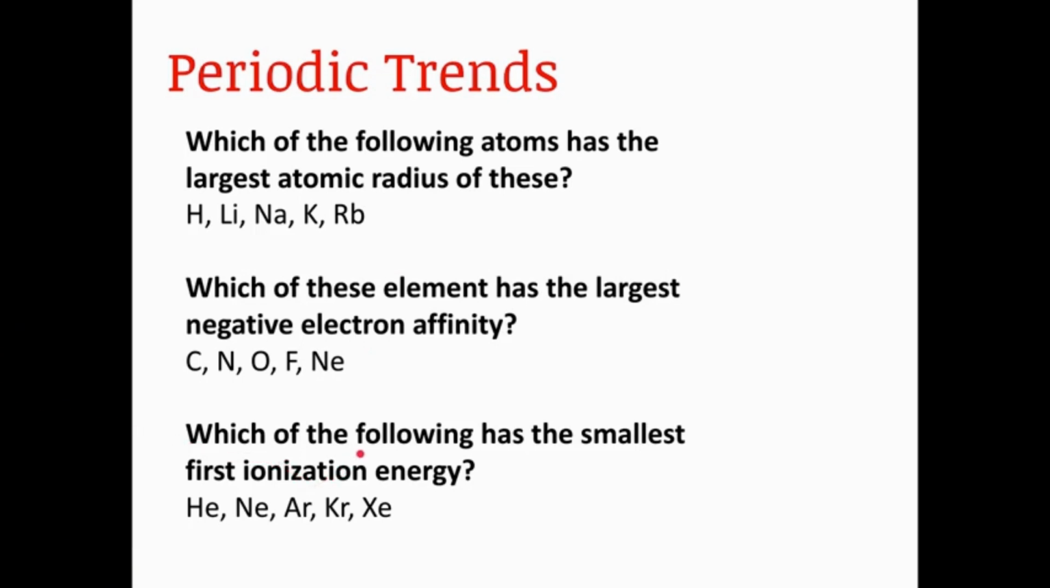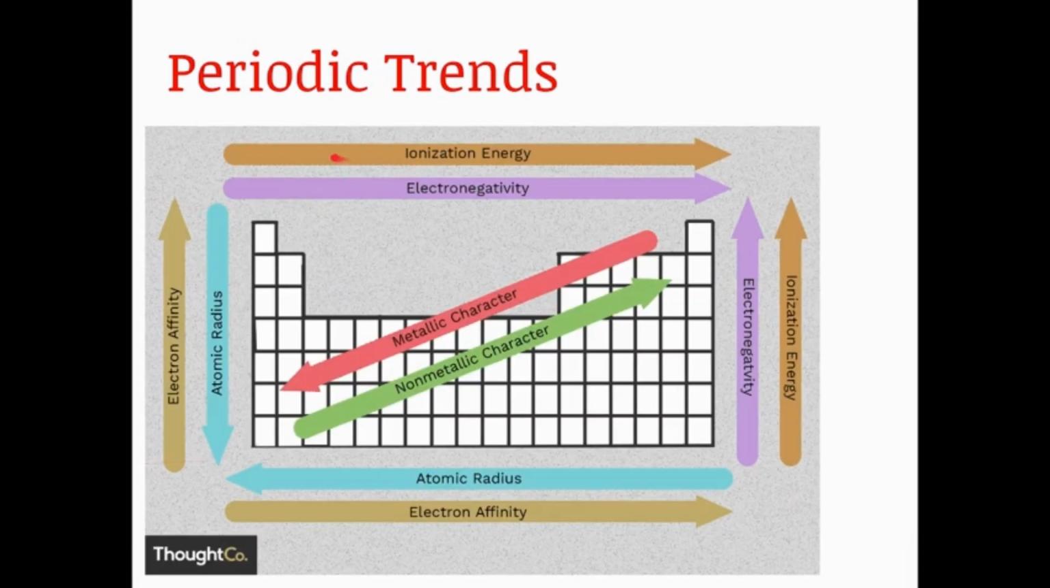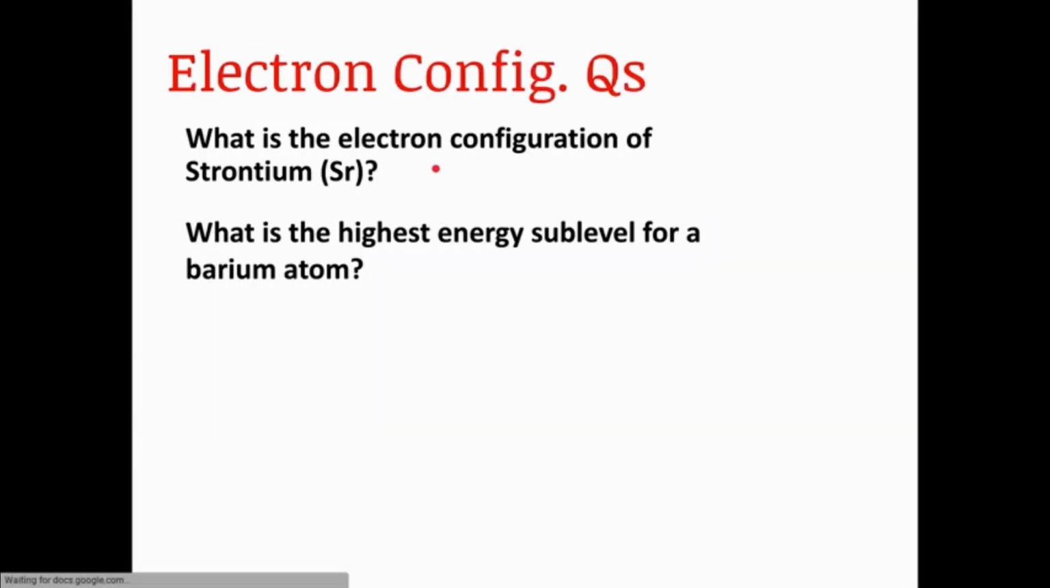Alright, now another question. Which of the following has the smallest first ionization energy? Ionization energy is basically the amount of energy it takes to remove the first valence electron from the atom. So going back to the chart, ionization energy increases while you're going to the right and while going up.